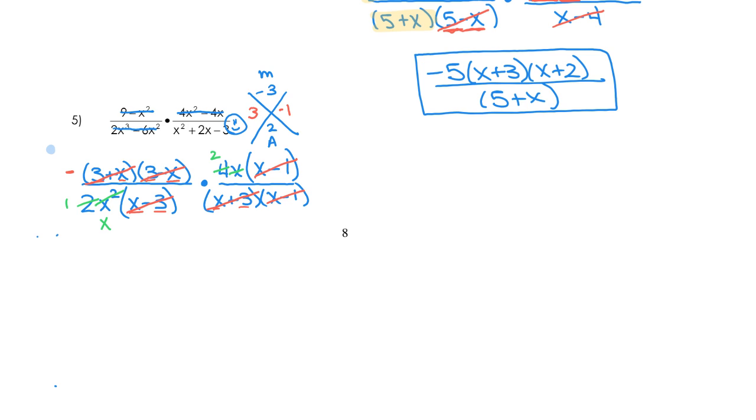So I'm just going to highlight what's on top. I have the negative. I have the 2, and that's it. On the bottom, I don't need to highlight that 1 because I have an x here, and a 1x is the same thing as x, and that's it. And so when I write what's left over, it's only going to be a negative 2 on the top and the x on the bottom, and that is my final answer.